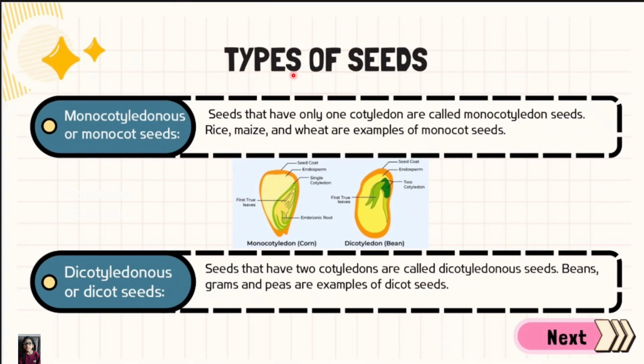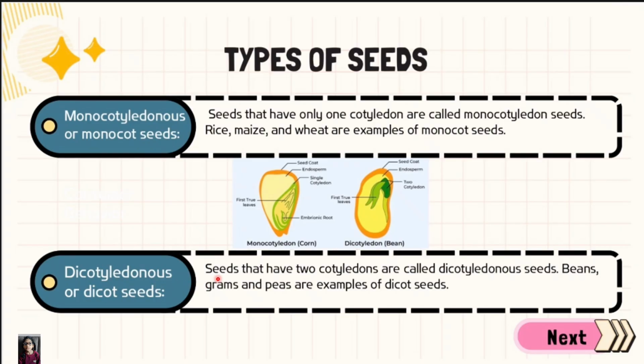Let's see the type of seeds. Monocotyledonous seeds and dicotyledonous seeds. Monocotyledon seed. Seeds that only have one cotyledon are called monocotyledon seeds. Rice, maize, and wheat are examples of monocot seeds. Here we can see the figure of a monocot seed. It is corn. Here it has only one cotyledon.